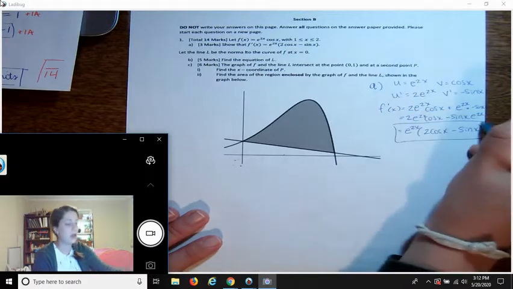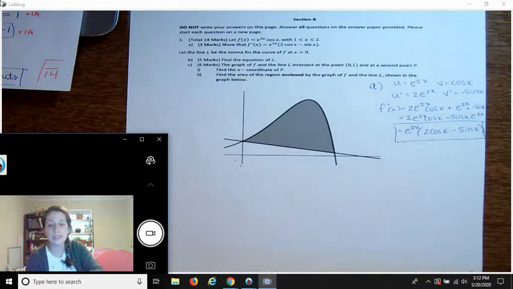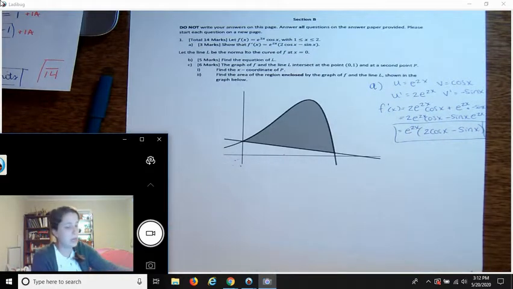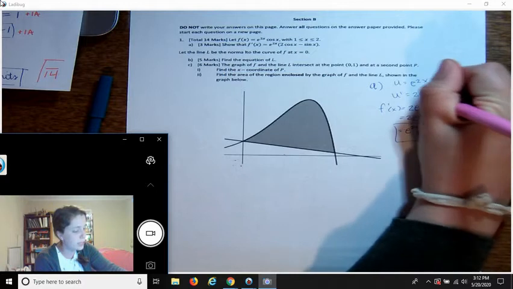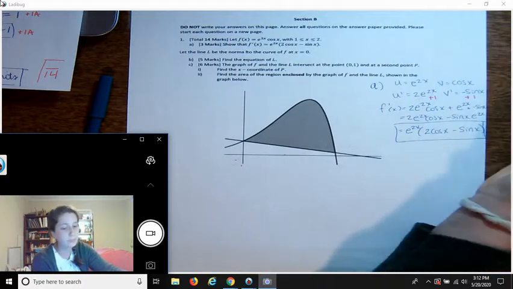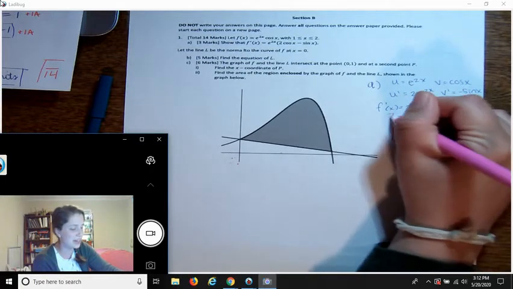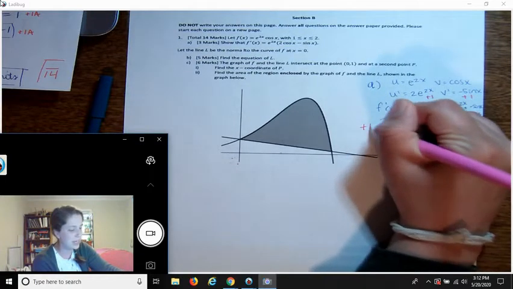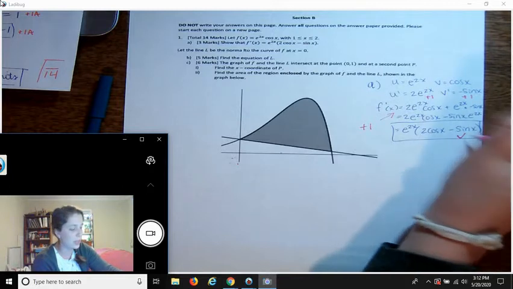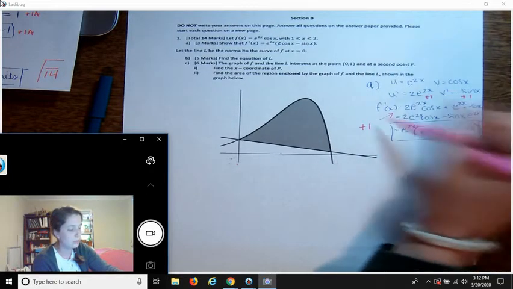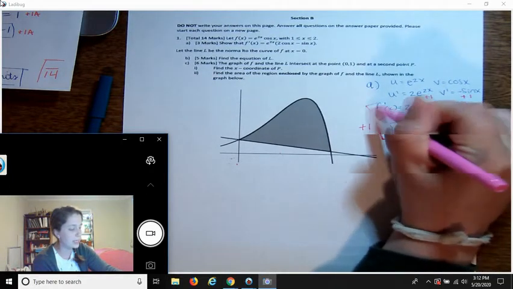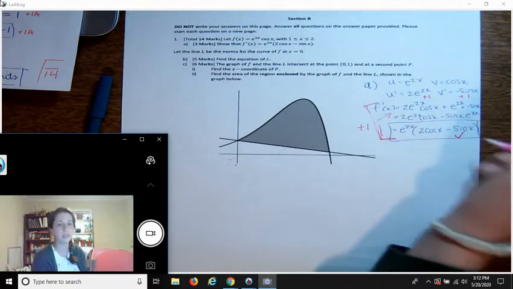Okay, so that's part A. Part A was 3 marks. You get 1 mark for taking each of these derivatives correctly, and then 1 mark for taking the correct derivative right here and getting 2. So like 1 mark for basically all of this stuff right here, and getting to this correct answer.